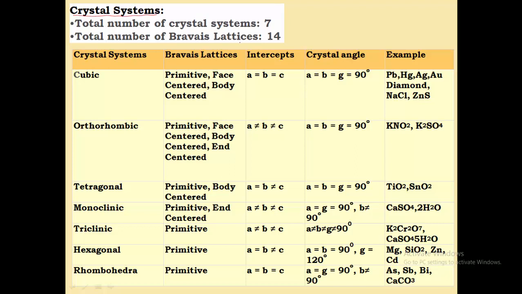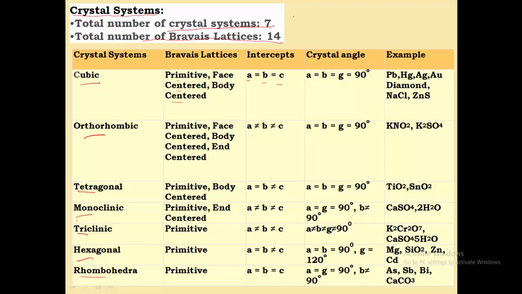So there are totally 7 crystal systems, and the total number of Bravais lattices is 14. Those 7 crystal systems are cubic, orthorhombic, tetragonal, monoclinic, triclinic, hexagonal, rhombohedral. These are the 7 crystal systems, and the total number of Bravais lattices is 14. Those 14 are primitive, face centered, body centered. If you combine all these things, you will get a total of 14 Bravais lattices, and these are the edge lengths a, b and c.